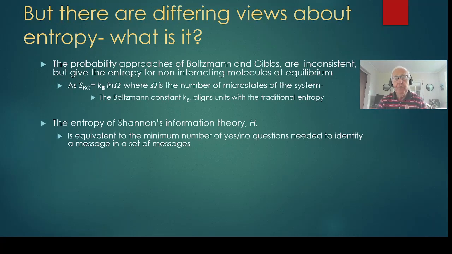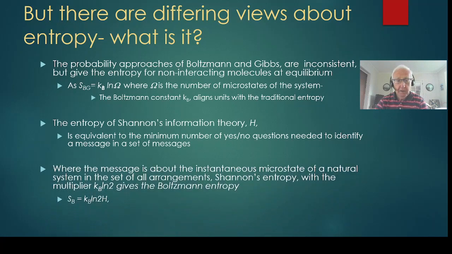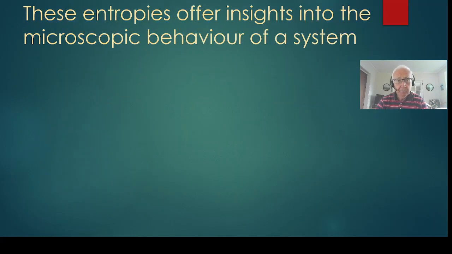Then there's the entropy of Shannon's information theory. That's denoted by H. It's a measure in bits. It's equivalent to the minimum number of yes-no questions needed to identify a message in a set of messages. Where the message is about the instantaneous microstate of a natural system, in the set of all arrangements, Shannon's entropy with the multiplier Boltzmann constant times the natural log of 2 gives the Boltzmann entropy as follows.